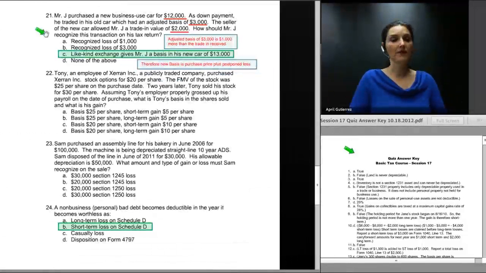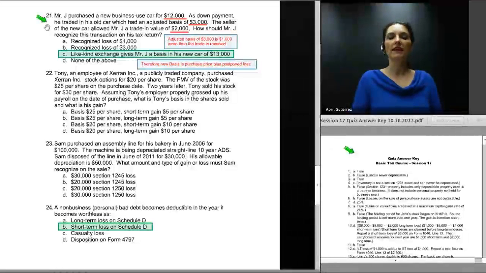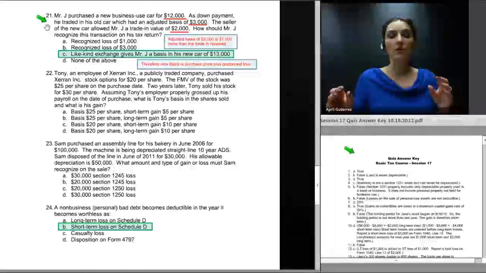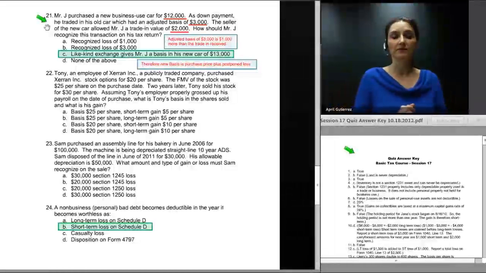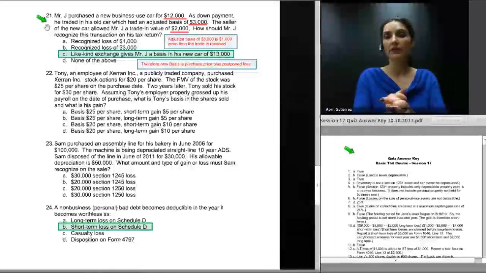Question number 21. Mr. J purchased a new business use car for $12,000. As down payment, he traded in his old car, which had an adjusted basis of $3,000. The seller of the new car allowed Mr. J a trade-in value of $2,000. How should Mr. J recognize this transaction on his tax return? Well, what we've got here is a like-kind exchange. And what's happening on this like-kind exchange? He's trading an old car for a new car. It is like-kind property, old for new.